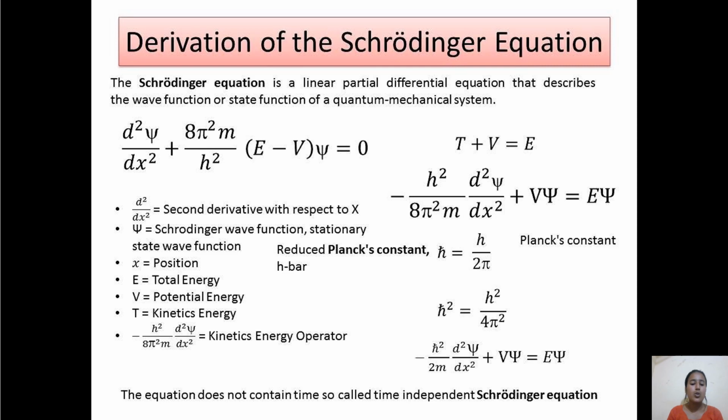The equation does not contain time, so it is called the time independent Schrodinger's equation.